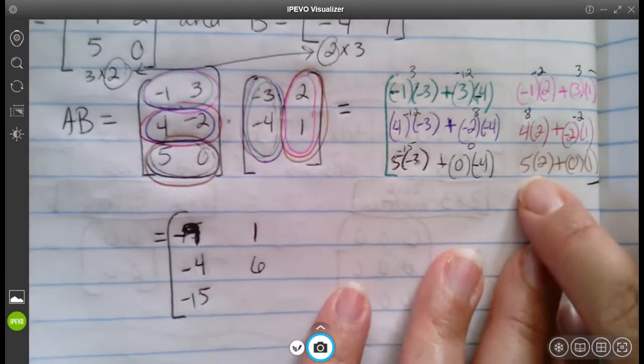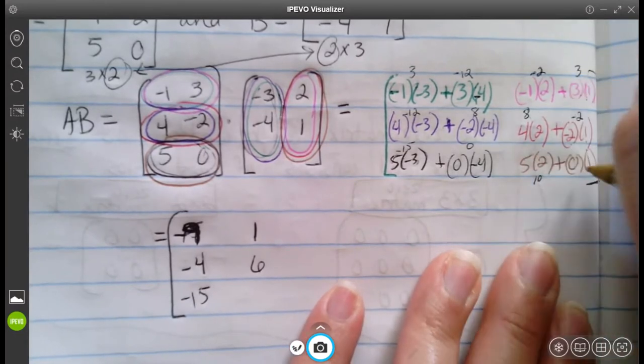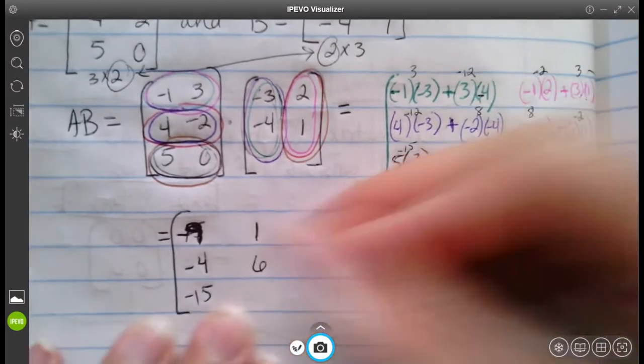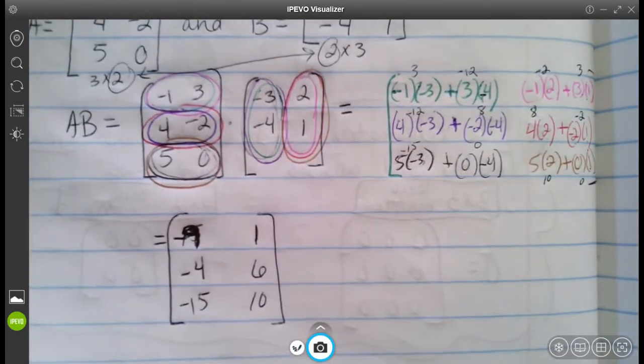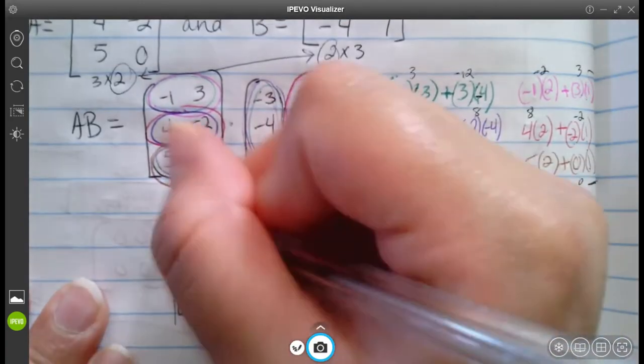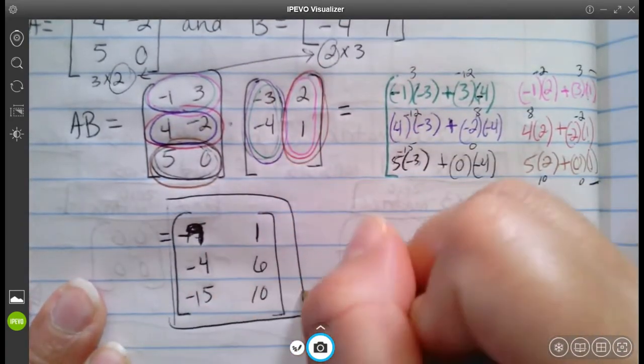Okay. And last but not least, 5 times 2 is 10. 0 times 1 is 0. So this last entry here is 10. So this would be our product of these two matrices.